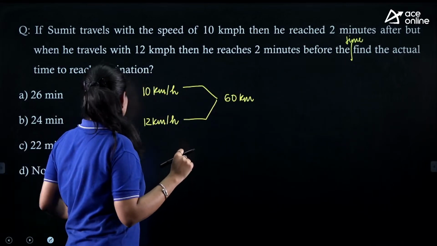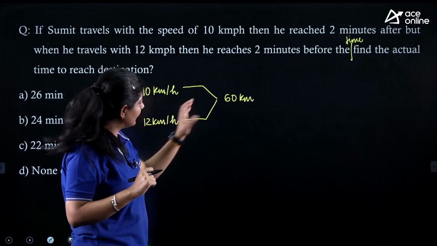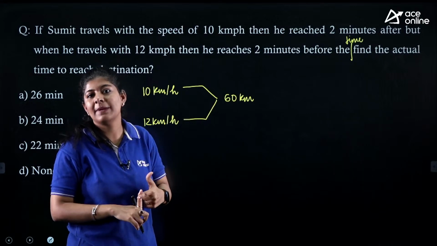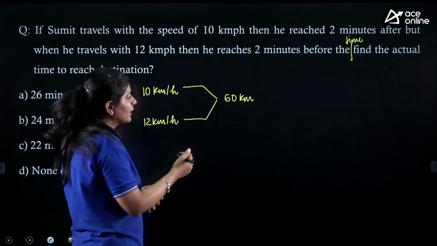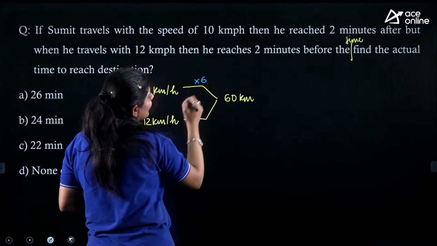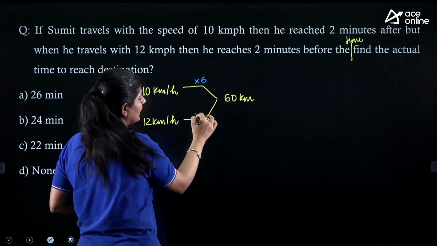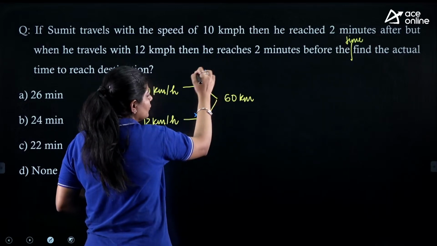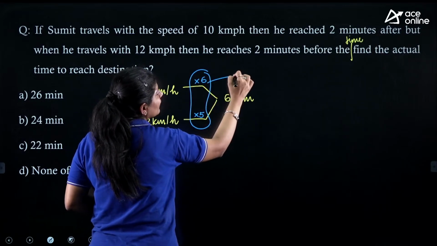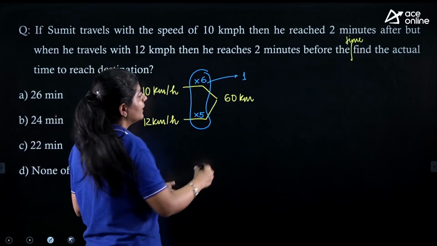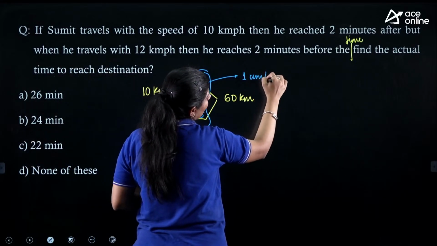Now we know that if I am having speed here and getting distance here, somewhere I am multiplying by time, so I have to figure out the time. If I multiply this by 6, I'll get 60, so this will become my time, and similarly here we are getting 5. So the difference that we got here is 1 hour, or you can say 1 unit.